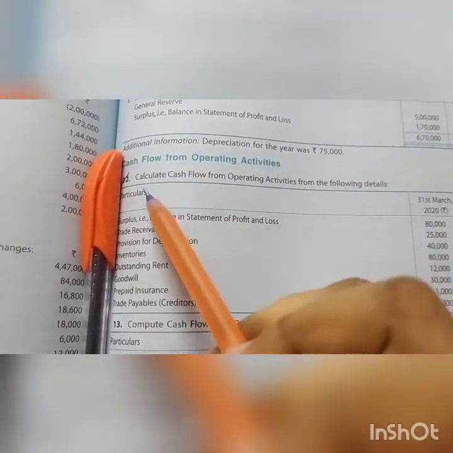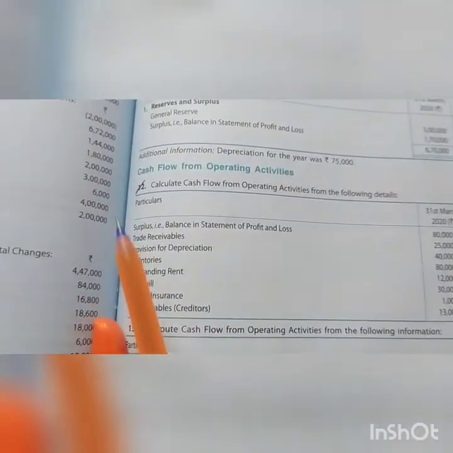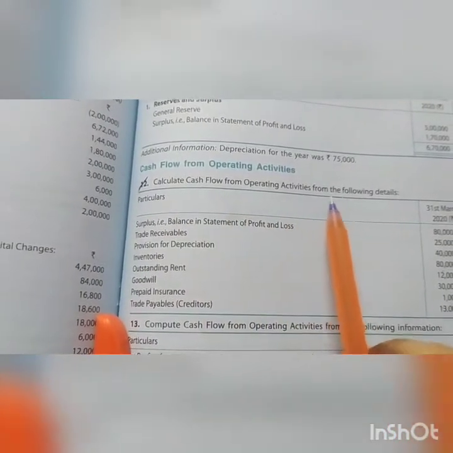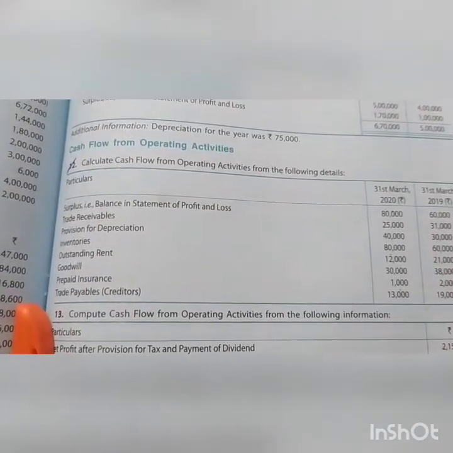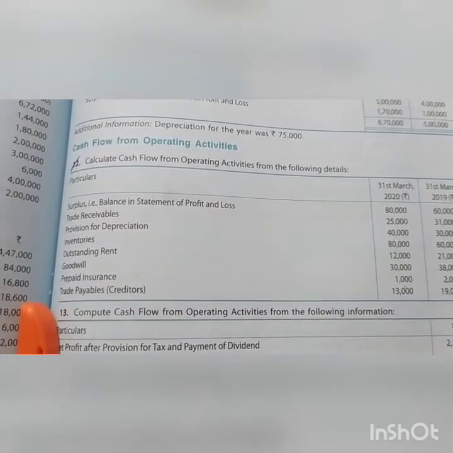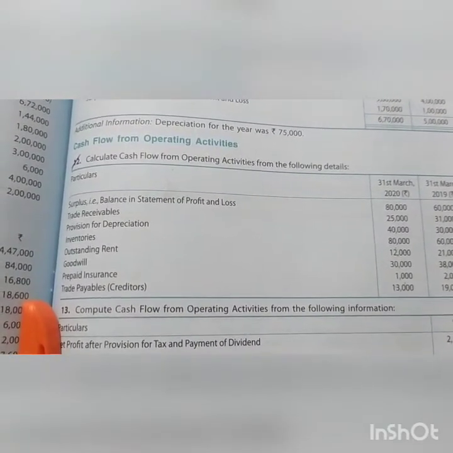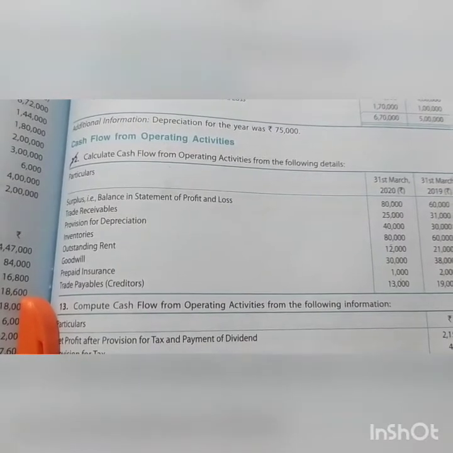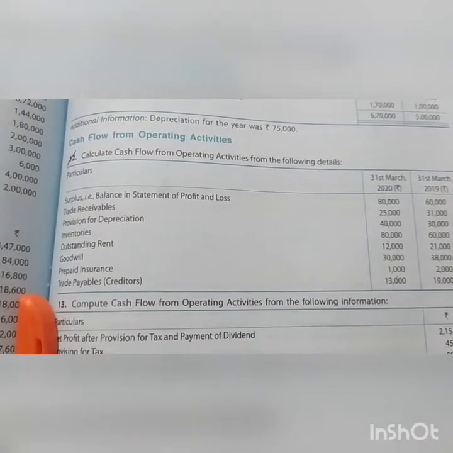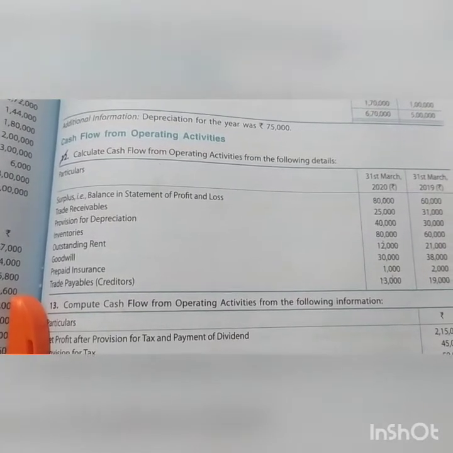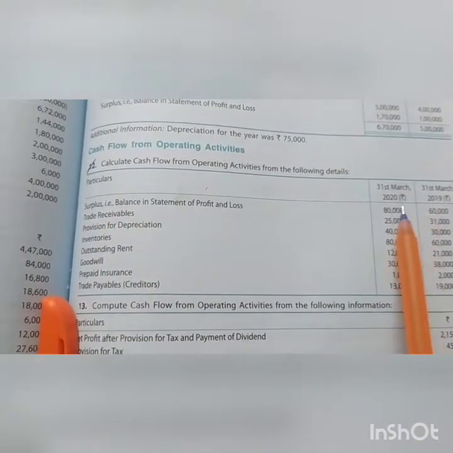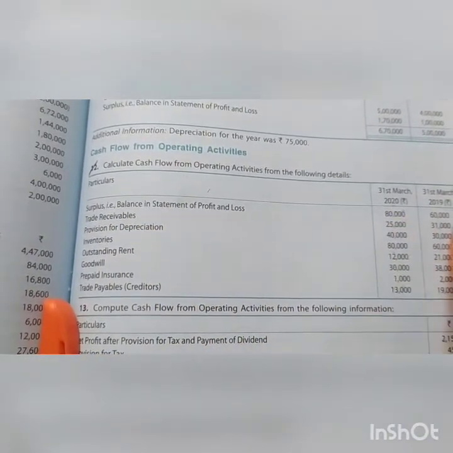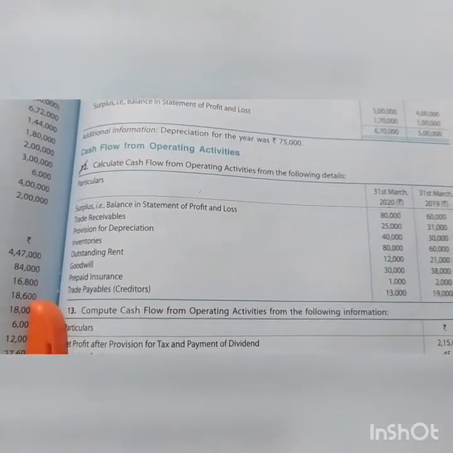Here I am reading out question number 12. Calculate cash flow from operating activities from the following details. We have surplus, trade receivables, provision for depreciation, inventories, outstanding rent, goodwill, prepaid insurance, last is trade payable, that is creditors. First step, as you all know, we need to take surplus closing minus opening. So here it is 80,000 minus 60,000, balance is 20,000.